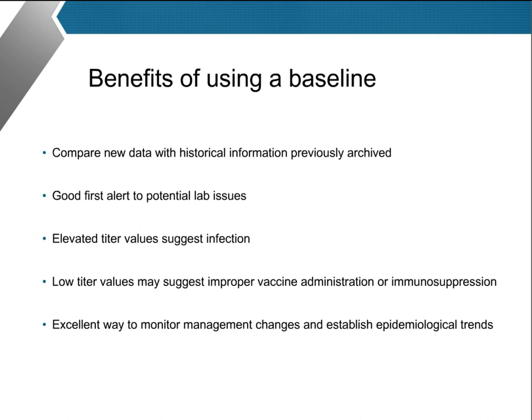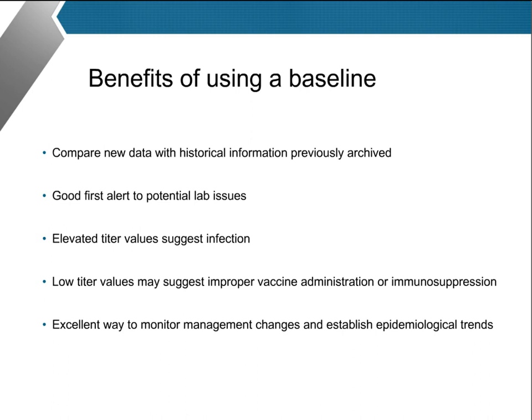Overall increases in titers can indicate trouble with equipment or inconsistencies in techniques. Number 3, elevated titer values may suggest infection, and this is easier to catch early if you have context with which to compare the values. Number 4, low titer values may suggest improper vaccine administration or immunosuppression. And finally, number 5, it is an excellent way to monitor management changes and to establish epidemiologic trends.